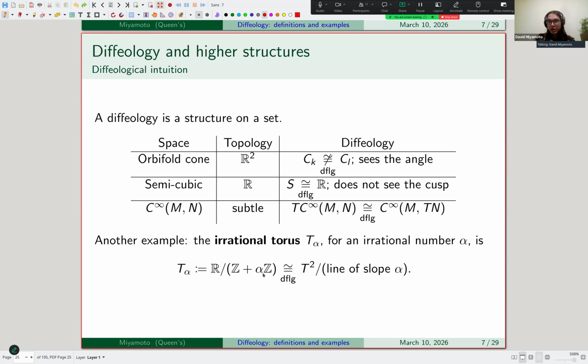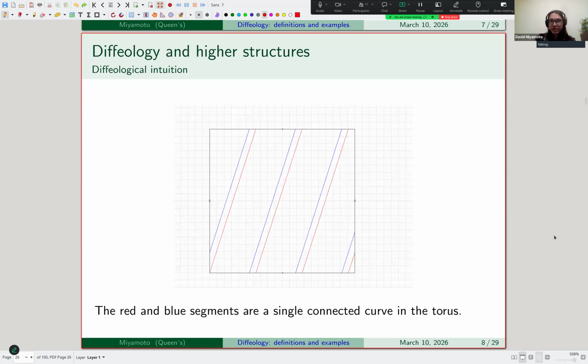So this is an abelian subgroup of the abelian group that is R, and I could take the quotient. But a more geometric way to see this quotient is by a torus quotiented by the line of slope alpha. And diffeologically, these are going to be the exact same space. And here is the space. So this is not the quotient itself, but this is the thing you're quotienting by.